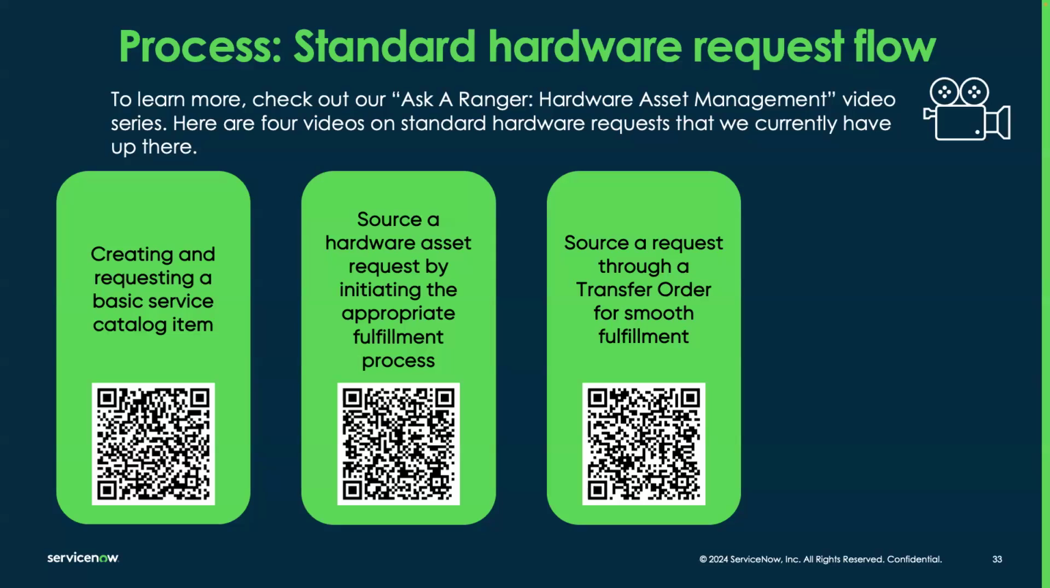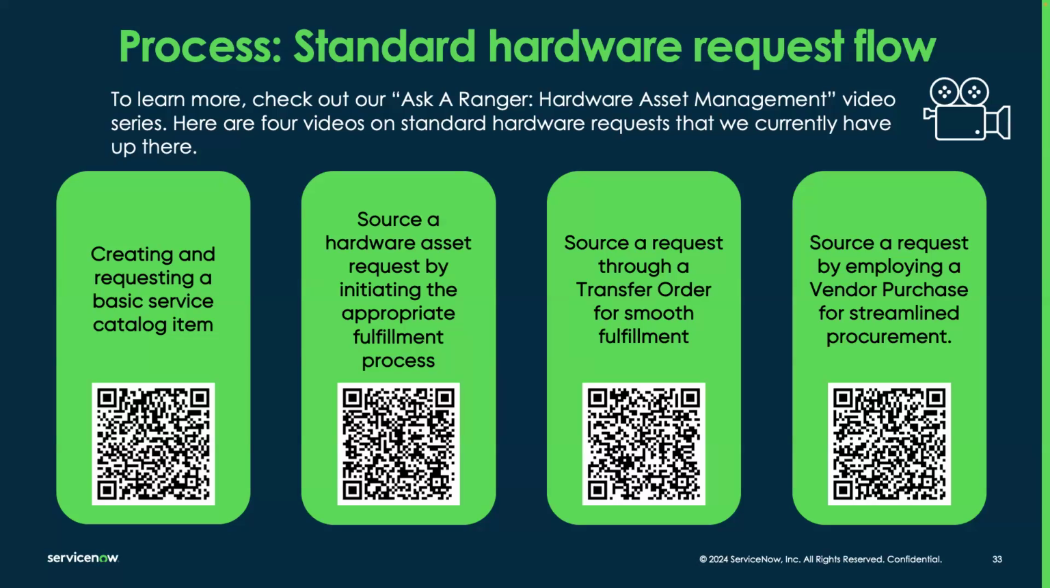Source a request by a transfer order. So how are you going to get it moved from one location to another if you have it in stock? Or source a request by employing a purchase order. How do you streamline a purchase order to get that done? So these are all QR codes to our YouTube channel. I'll leave this up for a second to have you guys make a copy.